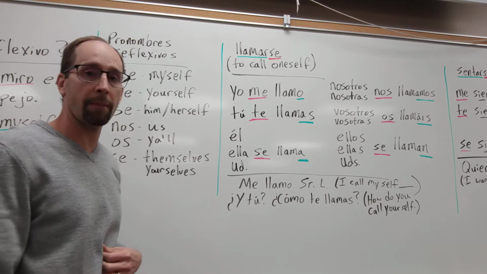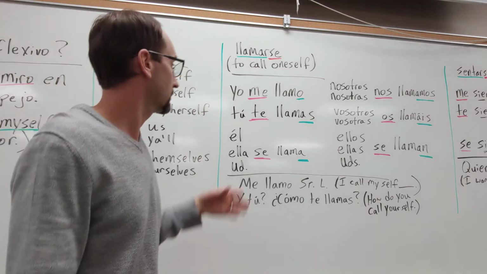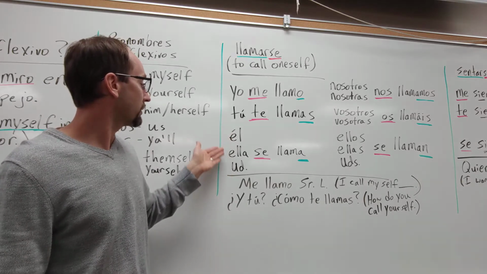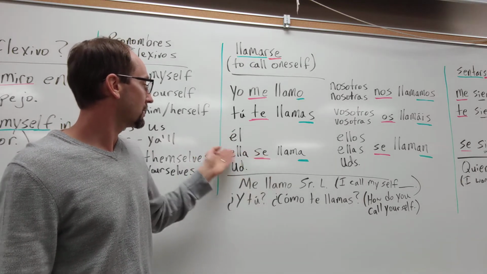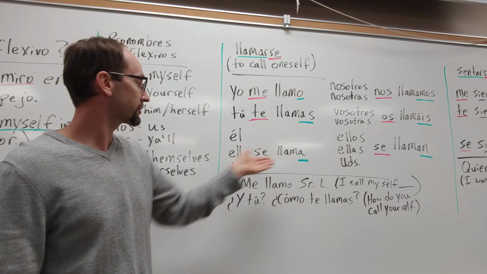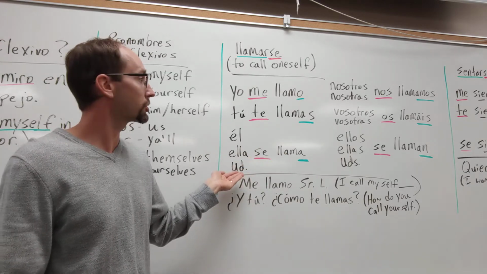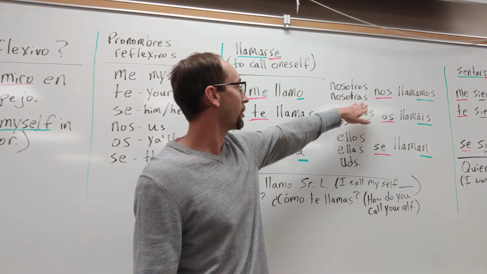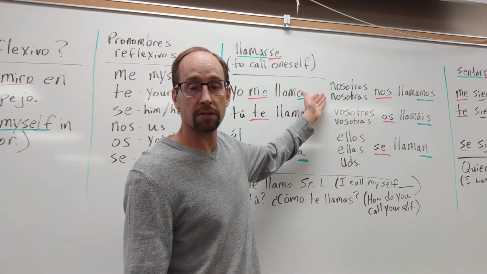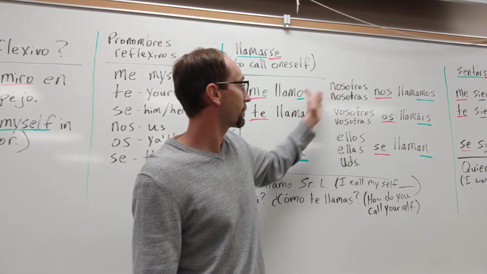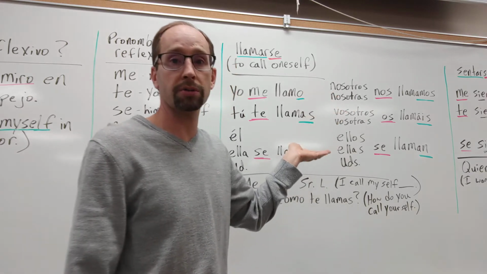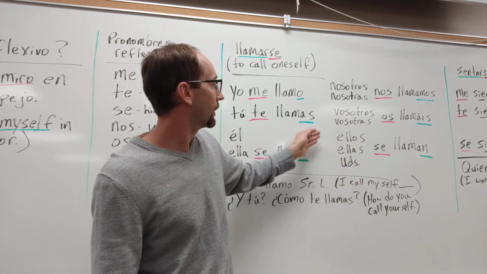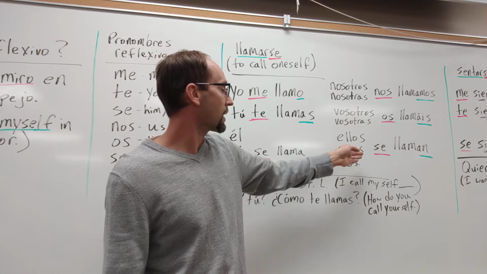So I can say, yo me llamo, I call myself. Tú te llamas, you call yourself. Él, ella, usted se llama, he calls himself, she calls herself, you call yourself, the formal version. And then we've got nosotros, nos llamamos. So you can see how long that is, and it's kind of like a tongue twister when we have the pronoun with it. So most likely we're just going to say nos llamamos. Vosotros, os llamáis. And ellos, ellas, ustedes, se llaman.